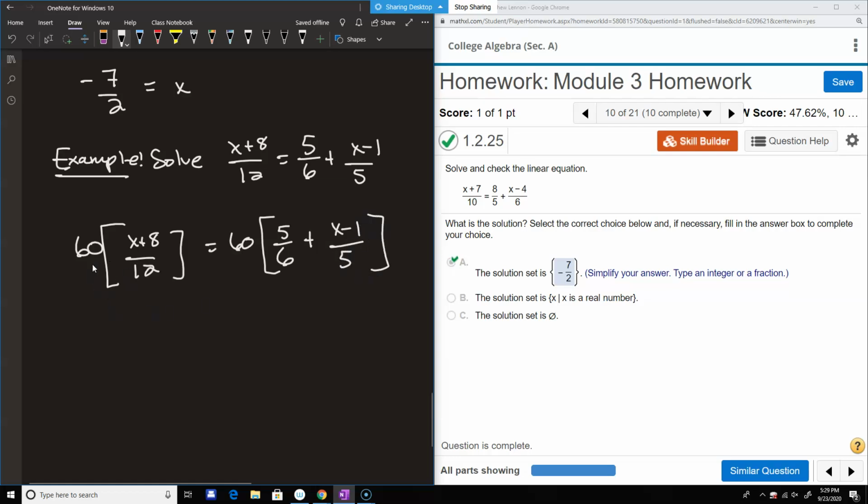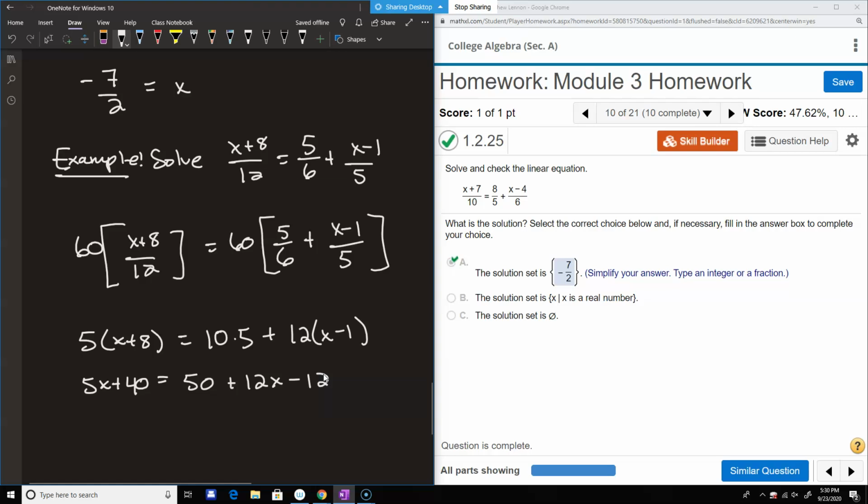So divide 12 into 60, we're left with 5 times (x plus 8). Then divide 6 into 60, that leaves you with 10 times the 5. Then you go 5 into 60, that will leave you with 12 times (x minus 1). So that's the crucial step, really. After that, it just turns back into one of the earlier problems. So we have 5x plus 40, and then that will equal 50 plus 12x minus 12.